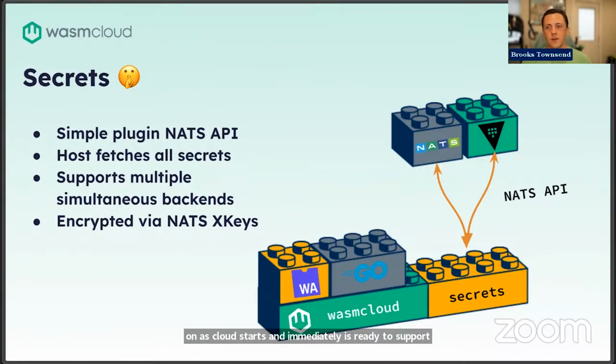Secrets backends are responsible for encrypting and storing the secret, which we know current secret solutions like cloud provider specific key stores or Hashicorp Vault are very good at. And wasmCloud is responsible for making sure that all secrets are encrypted in transit as they're fetched from the backend. Now we use NATS X keys for this, which are elliptic curve key pairs that provide strong cryptography and are actually very inexpensive to generate on the fly at runtime.